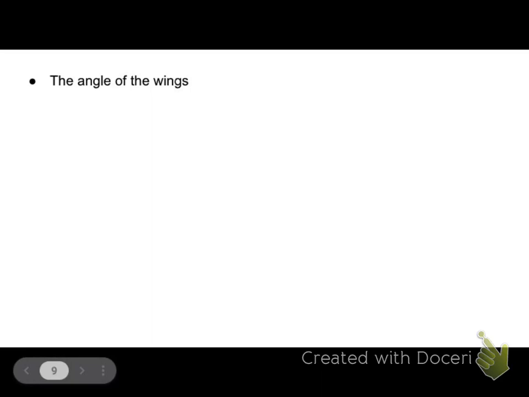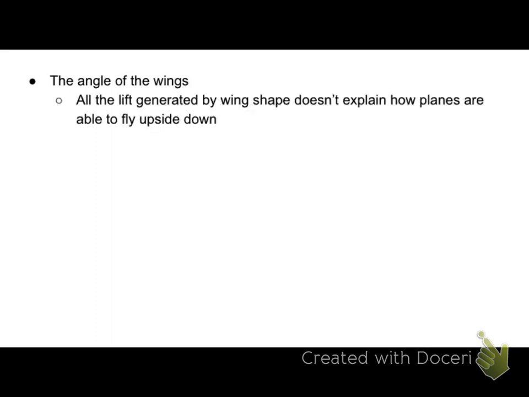The last thing that increases the upward lift of a wing is the angle of the wing. Okay? So when an airplane is flying normally, all of the things we've talked about are generating lift in the upward direction, right? But you have probably seen some aircraft that are capable of doing loops and turning their plane upside down and continuing to fly, correct?